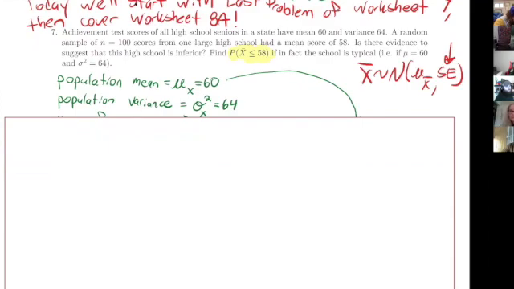So in this case, let's just be clear about how we're using the notation. This is really important that you get comfortable with this. It'll be a lot easier for you to explain your work to others. So the population mean, that is what we've been using. This is the mu with an x referring to the mean of random variable x is 60, and the population variance is 64.